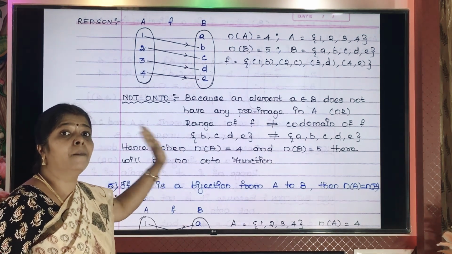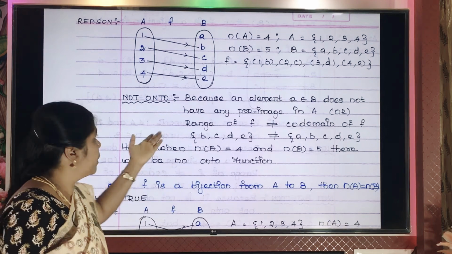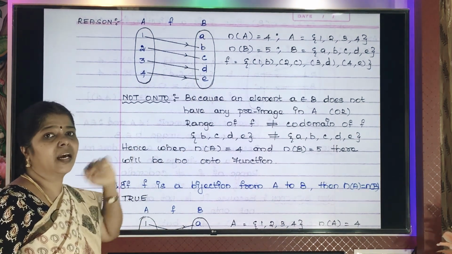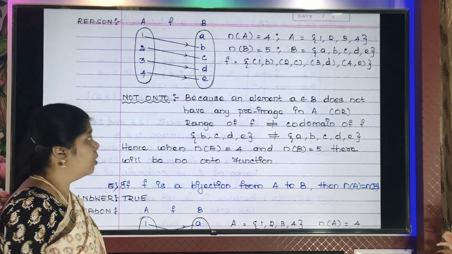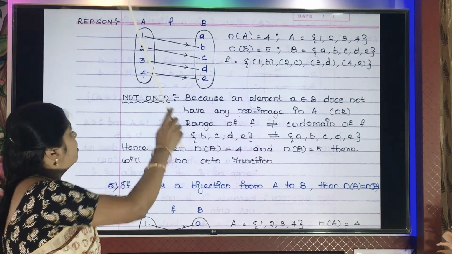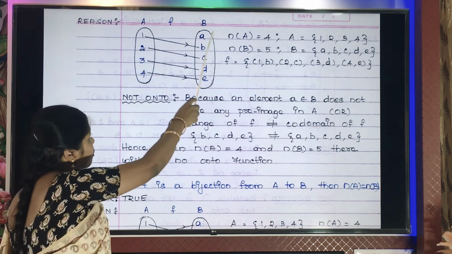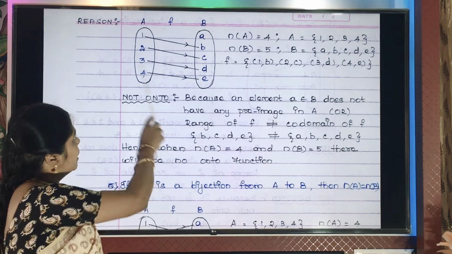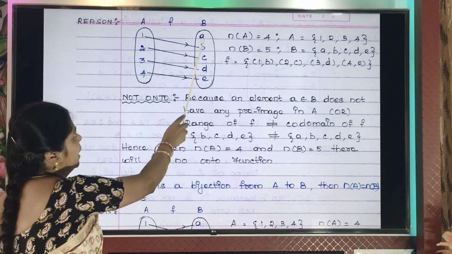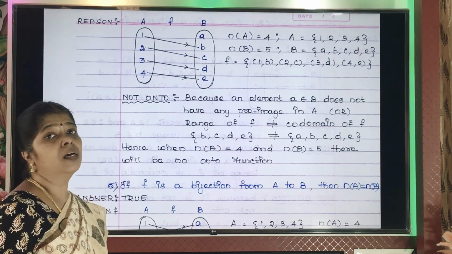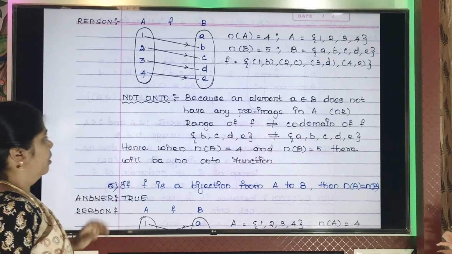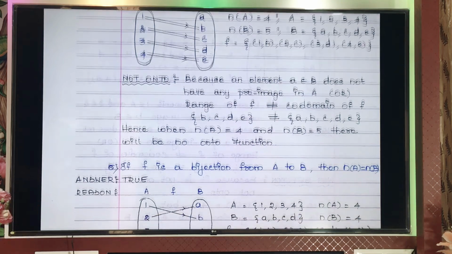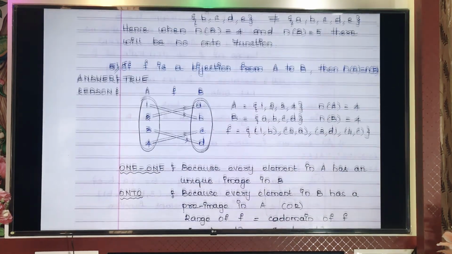So range is not equal to codomain. Therefore, this is not onto. Why? Because there is one extra element over here, one extra element in the codomain. So when there are 4 elements in A, and when there are 5 elements in B, definitely when the elements are getting mapped, one element will be left without a pre-image. Therefore, it cannot be onto. So, therefore, the answer was true. Next.